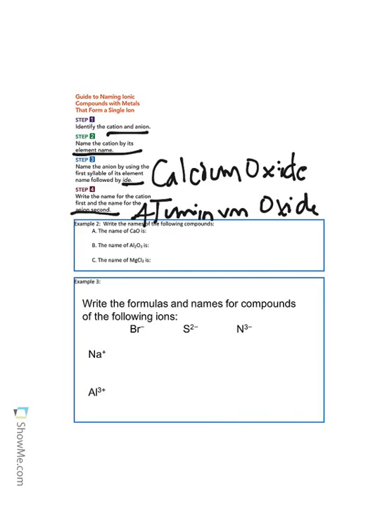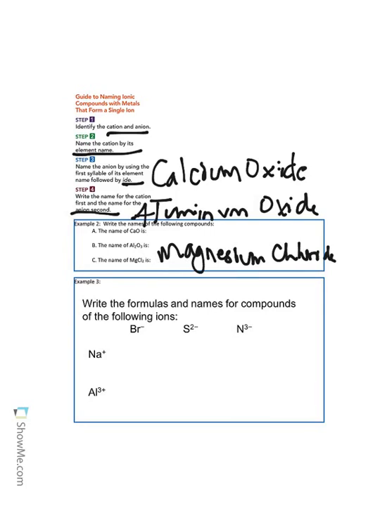How about the last one? Why don't you pause the video here and try it on your own? Okay, we have magnesium and chlorine. Magnesium is unchanged, so we have magnesium. And chlorine, we change the ending to chloride. Hopefully you didn't struggle too much with this.